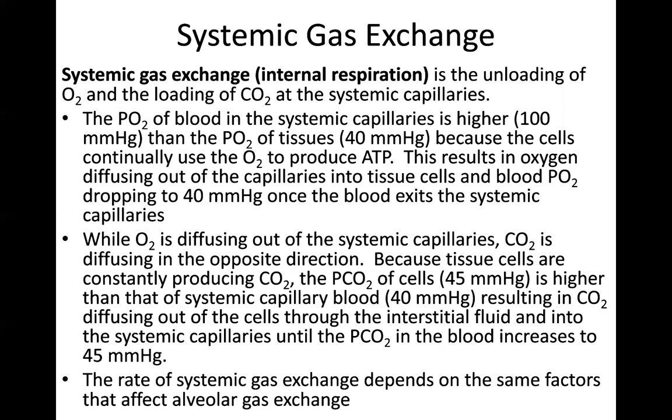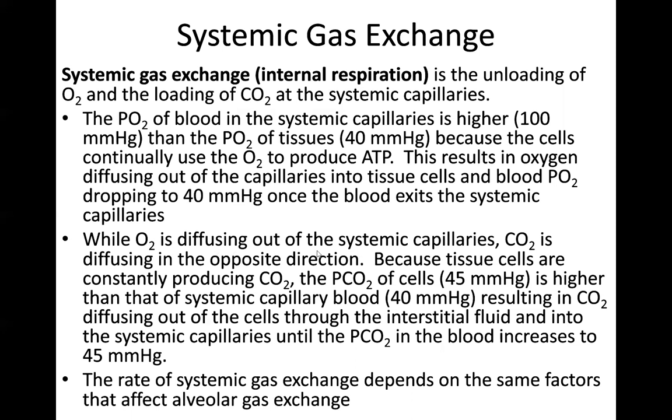Okay, and this time we want the PO2 to be higher in the blood than it is in the cells. So PO2 in our blood is higher, around 100 millimeters of mercury, than the PO2 of our tissues, about 40. 100 is higher than 40, so that allows oxygen to diffuse out of the capillaries into tissue cells, and blood PO2 drops to 40 millimeters of mercury once the blood exits.